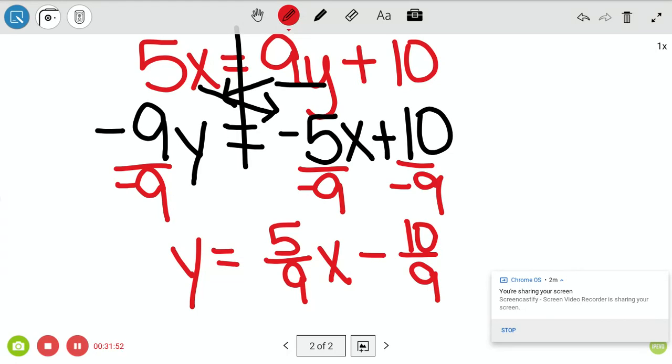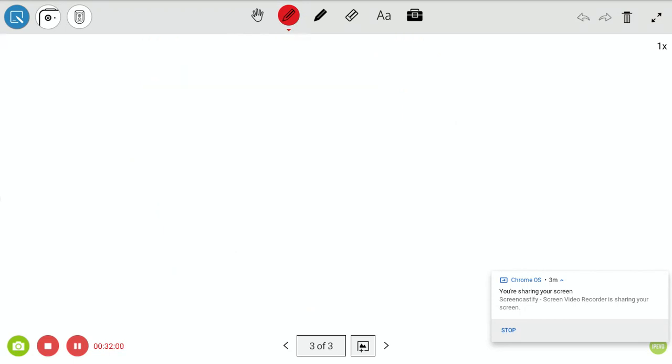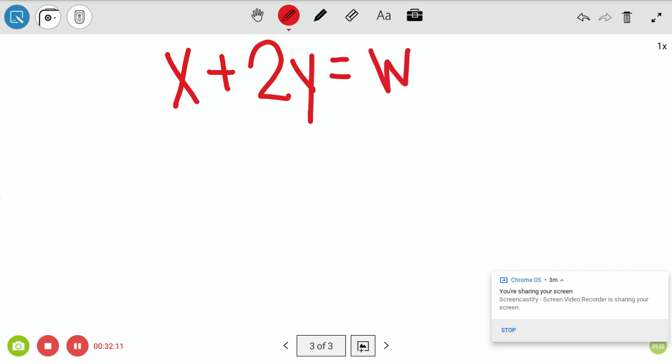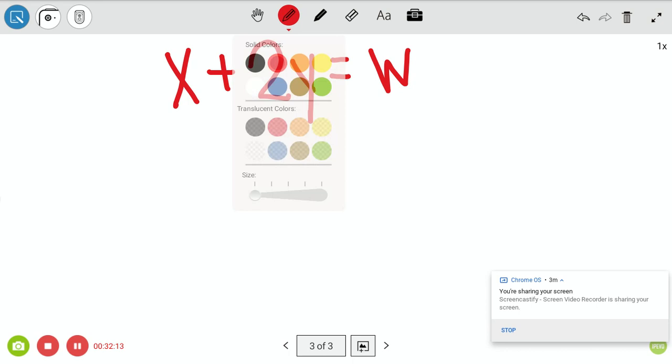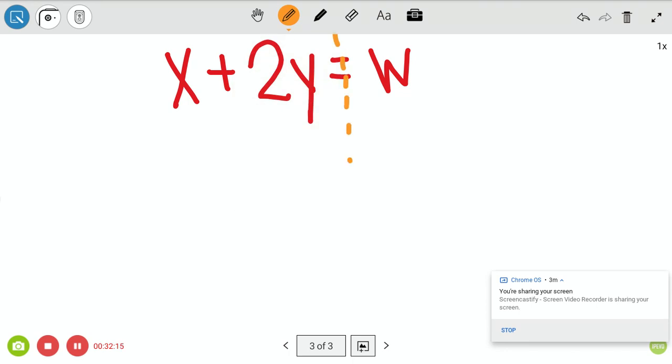These are some things we're going to look at. I'm going to give you another one kind of like this, and then I'll give you one to try on your own. Let's go with another one. x plus 2y equals w. Think of your equal sign as a barrier. The only thing we want on the left is the y term. If it doesn't have a y, move it on over.